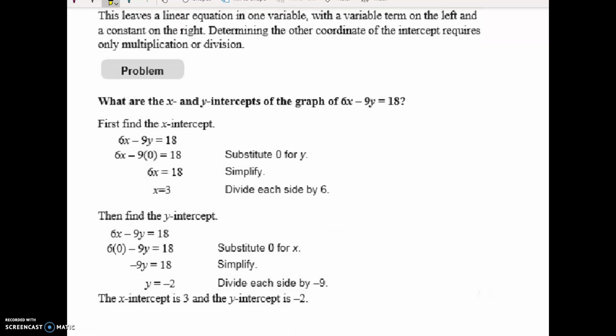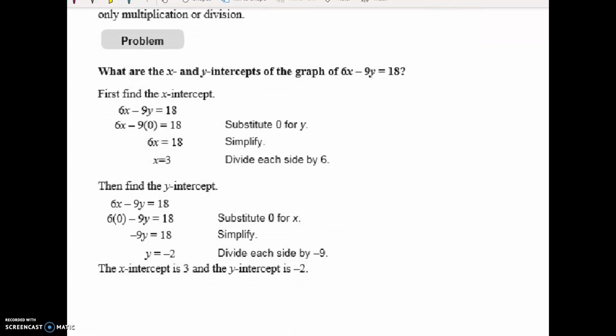Let's look at an example here that's already worked out for us. They ask, what are the x and y intercepts for this equation? We actually have 2 problems, so I'm going to number those. The first problem wants you to find the x-intercept first. So that means you're going to substitute 0 for y. When we plug in 0 for y, that's going to cancel, and that leaves us with a one variable equation. So we can solve and get x is 3.